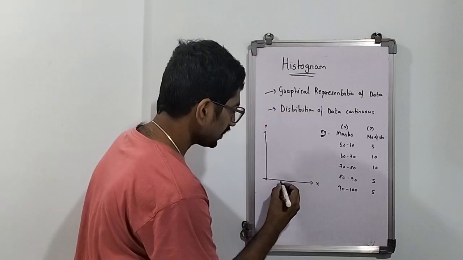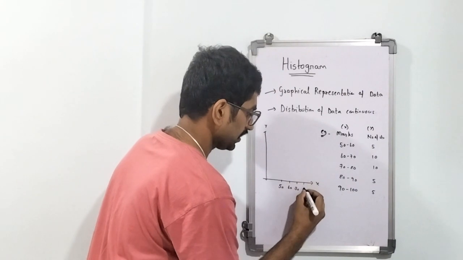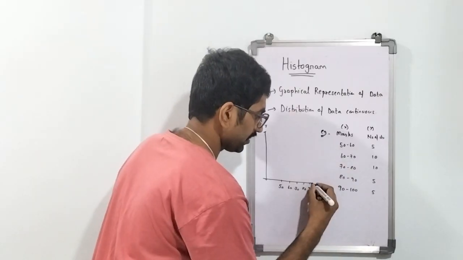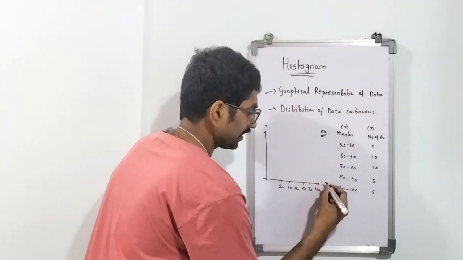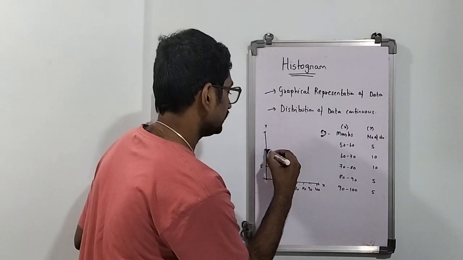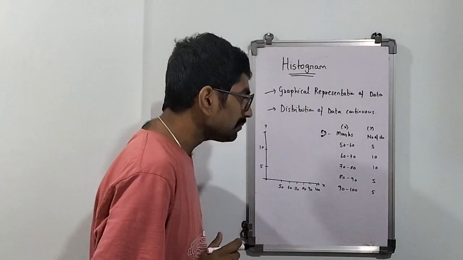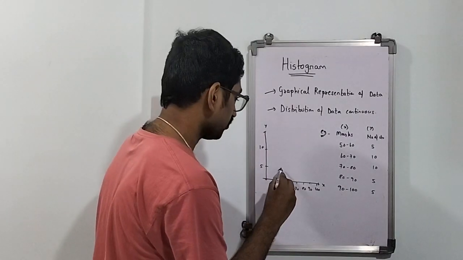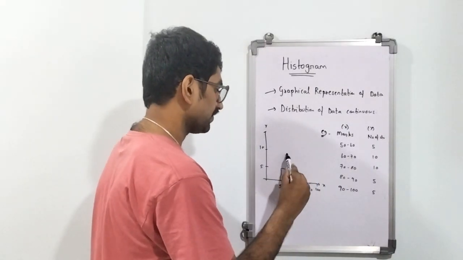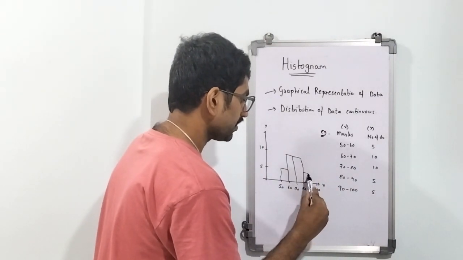So now here I will write 50, 60, 70, 80, 90 and 100 on the x-axis. Now I will write the values on the y-axis, 5 and 10. From 50 to 60, how many people? 5 people. So we will draw a bar like this. From 60 to 70, 10. 70 to 80 also 10. 80 to 90 it is 5. 90 to 100 it is 5.